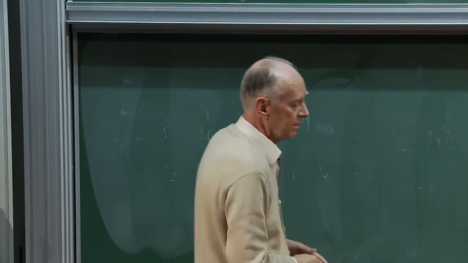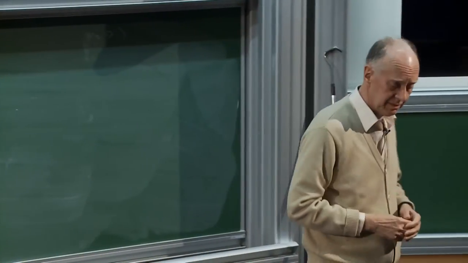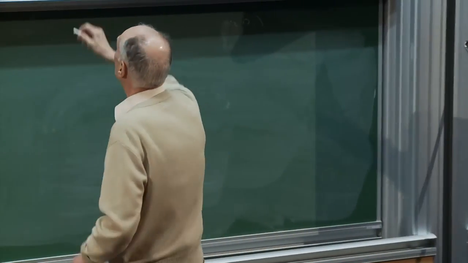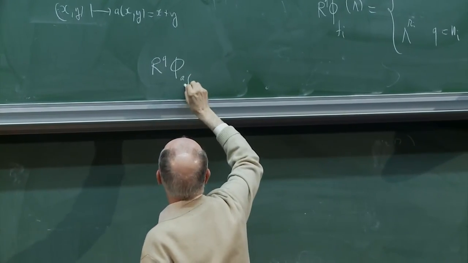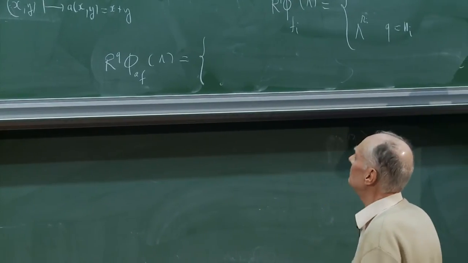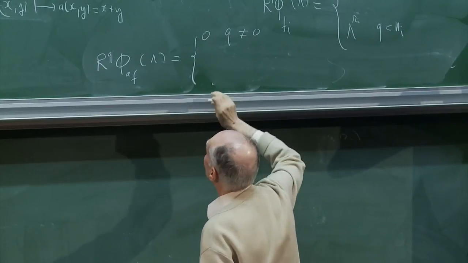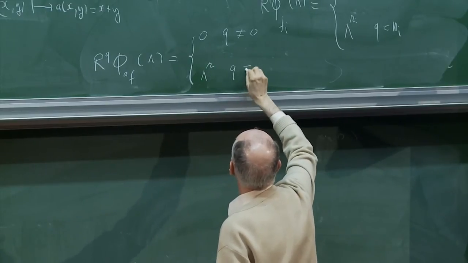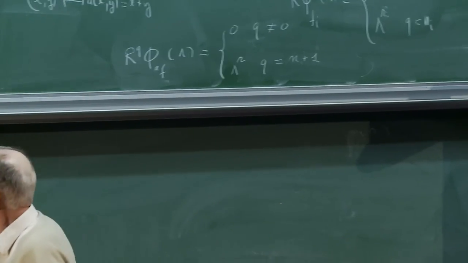And of course the same is true for the sum map AF: R^q Φ AF of lambda, because again zero is an isolated critical point. It is zero for q different from n_1 + n_2, and say lambda to the R for q equal to n_1 + n_2.